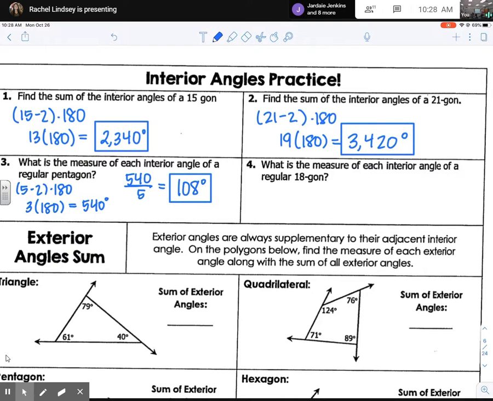Do the same thing with number 4. You need to find the measure of each interior angle of an 18-gon. So 18 minus 2 times 180. So 16 times 180. What is 16 times 180? 2,880. And then we want to take that and divide it into 18 equal angles. 160. And that does give you 160 degrees for each of the 18 angles.